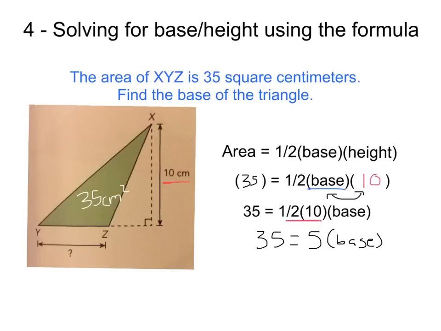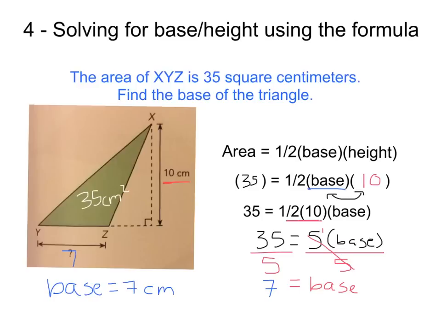Now, because I have this written as 5 times my base, I've now created a one-step equation. So all I need to do is, since I see that 5 and the base are being multiplied, I do the inverse operation and I divide both sides by 5 so that I'm going to get my base alone. Since 5 divided by 5 gives me 1, I'd be multiplying 1 times the base, and 35 divided by 5 gives me 7. So now I know that my base of this triangle is actually 7 centimeters.